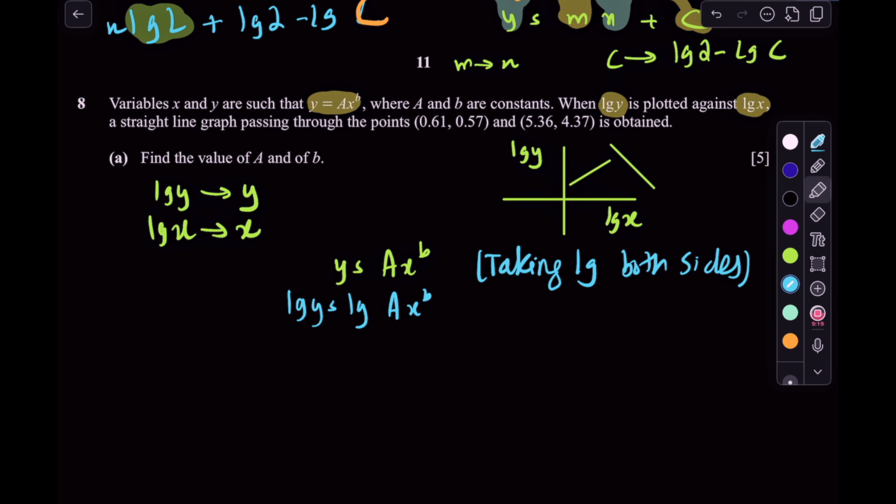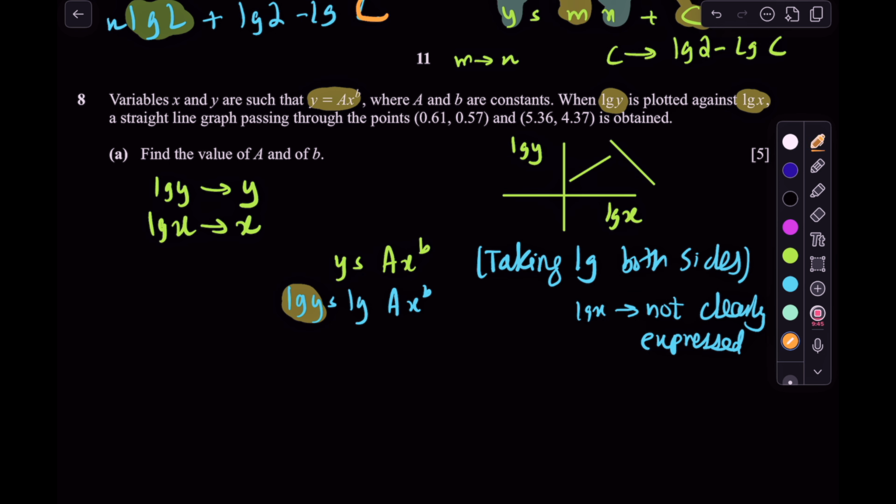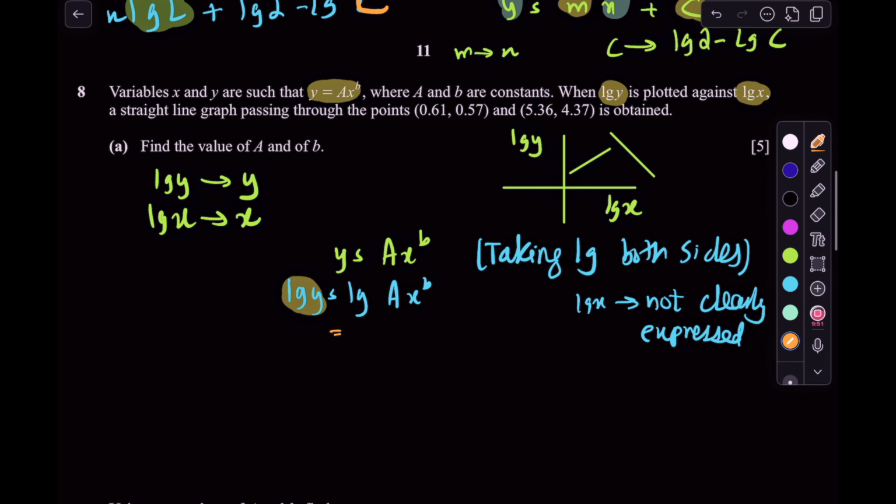And so what I can see is my lg y is already isolated, but my x-axis term, which is basically lg x, is not clearly expressed, and I need to express it so that further down the question, I can compare it with my equation of straight line. So I'm going to express my x-axis term, and I'm going to apply the product rule here, lg a plus lg x to the power of b.